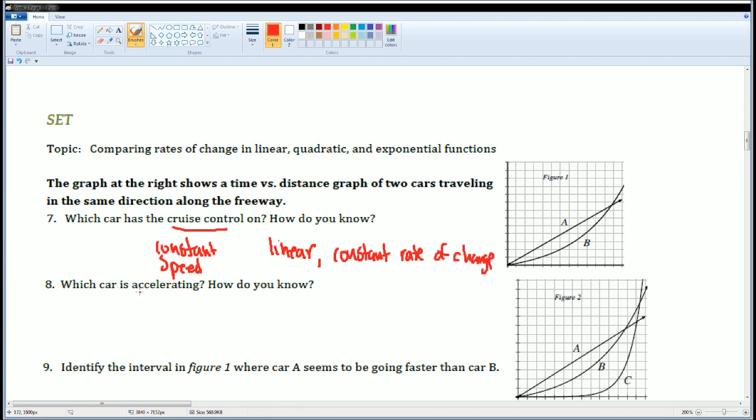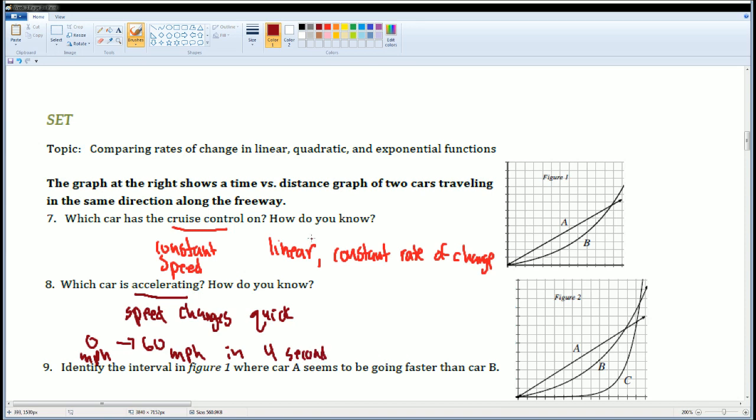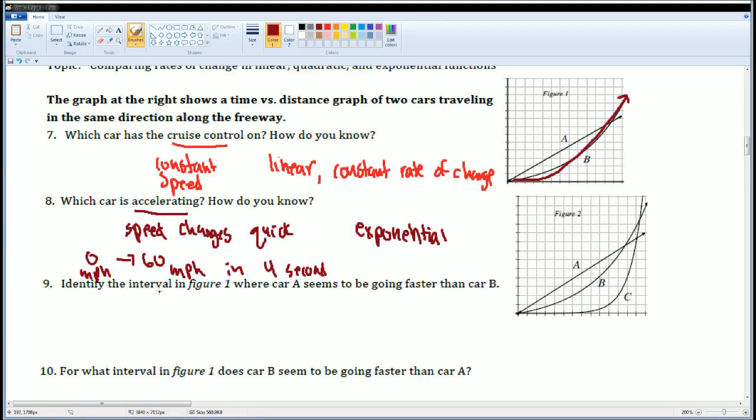All right. Which car is accelerating? Okay, so accelerating is when the speed changes quickly. All right. So accelerating is like going from 0 miles per hour to like 60 miles per hour in, say, a Lamborghini, which would be like 4 seconds. Okay, so here something that goes quickly, we would say behaves like an exponential. All right. Okay, a curve something like this. All right, a curve something like this. All right. So identify in figure 1 where car A seems to be faster. So this is the speed of the car here, right?